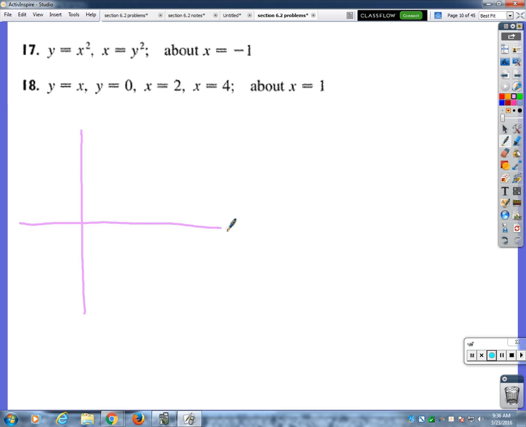Yeah, because again, it says around x equals -1, so we're going sideways, so we're going to have to do it in terms of y. But we'll just graph it first. Y equals x squared looks like this. And x equals y squared looks like this. So I'm going to take this thing right here and rotate it around x equals -1.